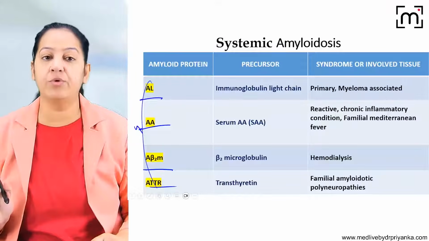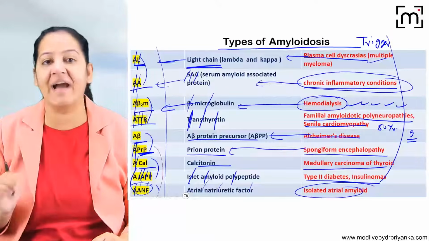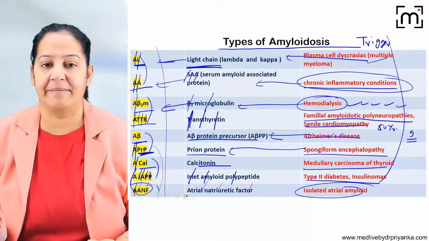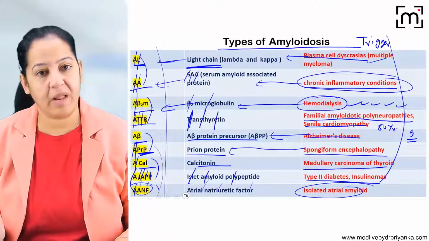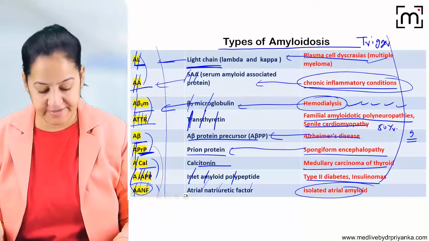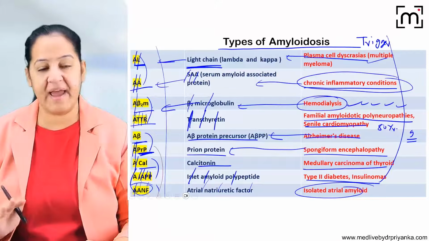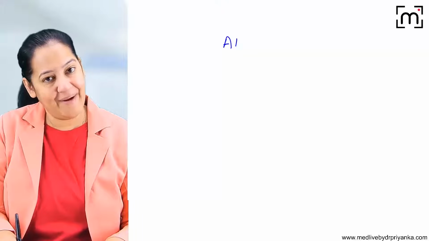So my advice to you, first you learn the 9 types. You have to learn the 9 types of the amyloid. After that, 4 of them are systemic and 5 of them are localized. So what are the 9 types of amyloid? Can you enumerate? First is amyloid light chain.